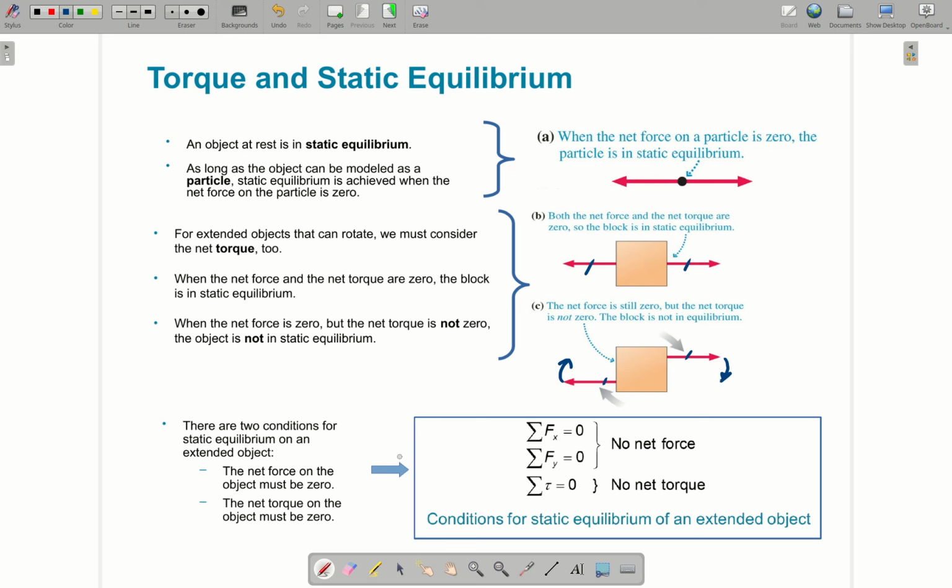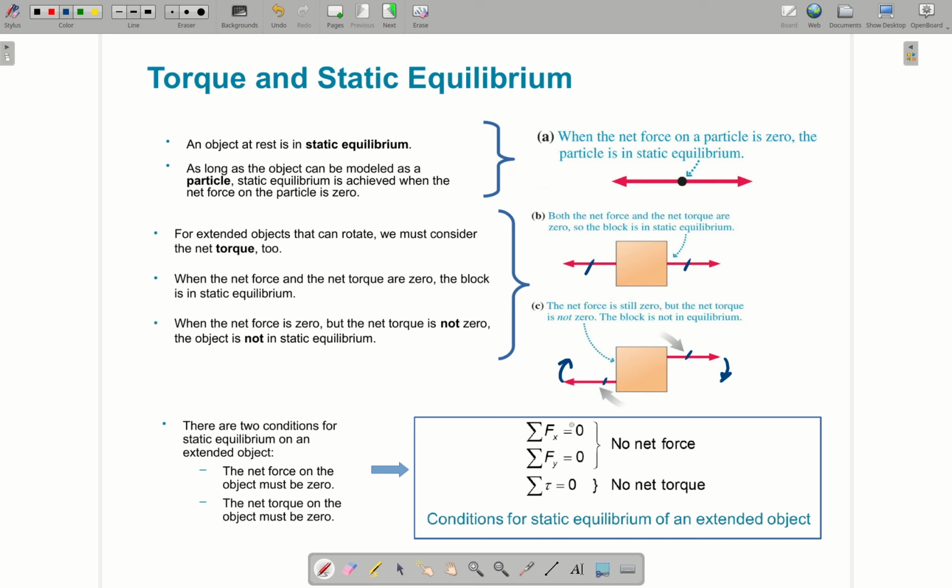So for total equilibrium to happen, there are actually two conditions for extended objects. One, the net force, or total force, should be zero, and two, the net torque, or total torque, should be zero. It should not be rotating, and it should not be moving, or it should be moving or rotating with a constant velocity, remember? So here is the situation for a total static equilibrium for an extended object.